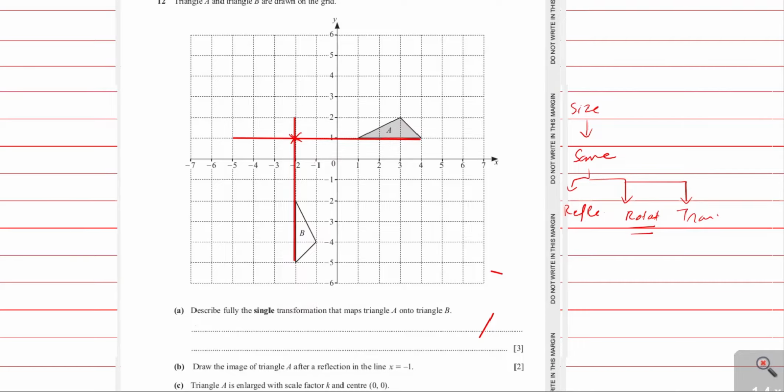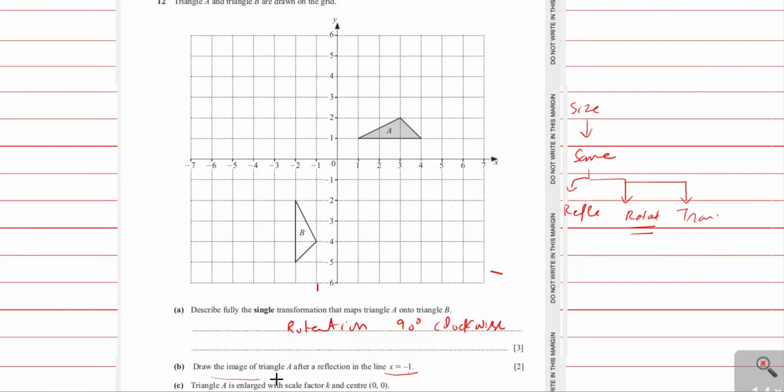And this position here is minus 2, 1. Therefore, we will mark the center of rotation minus 2, 1. Look here, this is the center of rotation and we see the angle here is 90-degree and this is the 90-degree clockwise. We write rotation 90-degree clockwise.